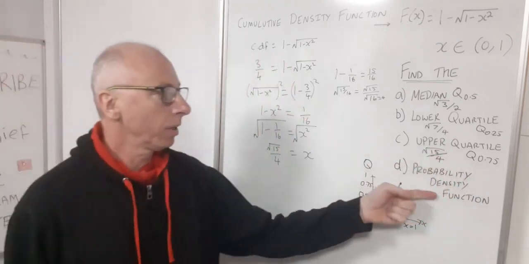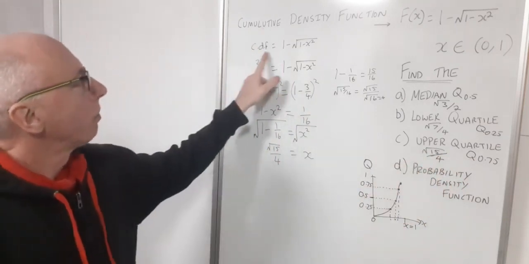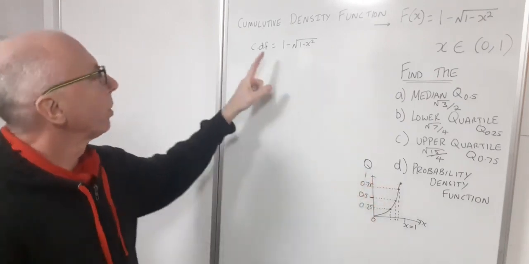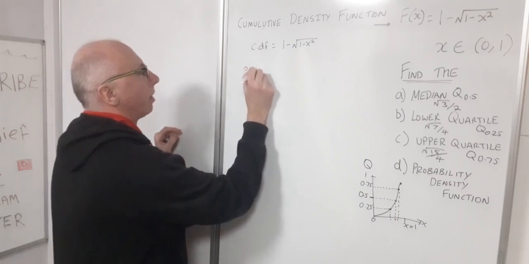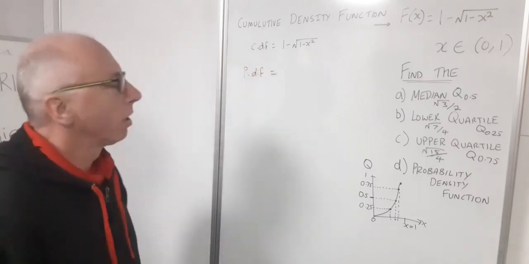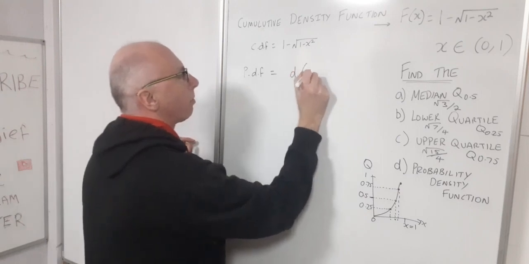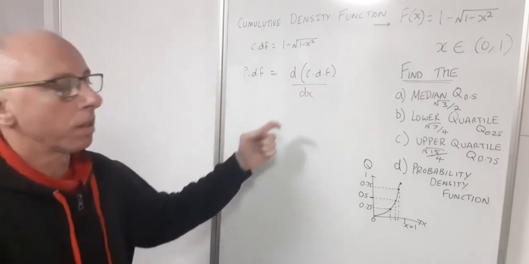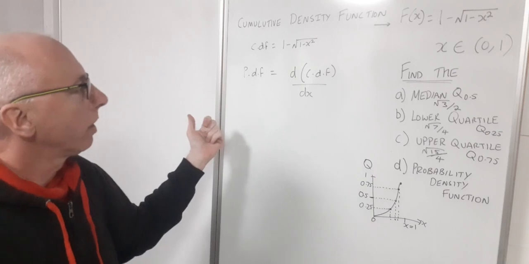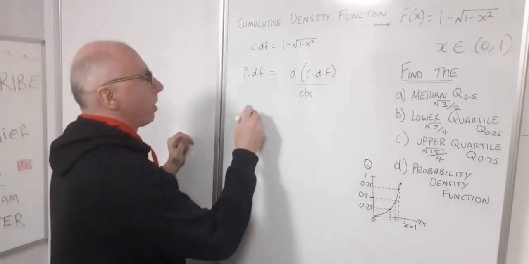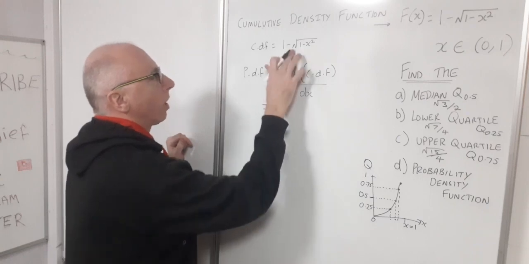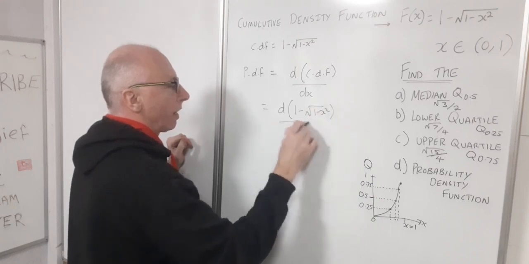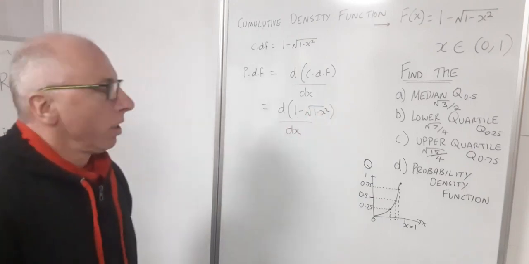Okay, so the last bit now: calculate the probability density function from my CDF. Probability density function. So my PDF equals the derivative of my CDF with regards to x. My cumulative density function is what I can plug in here for my derivative. So that then equals the derivative of this function here, 1 minus square root of 1 minus x squared, all with regards to x.